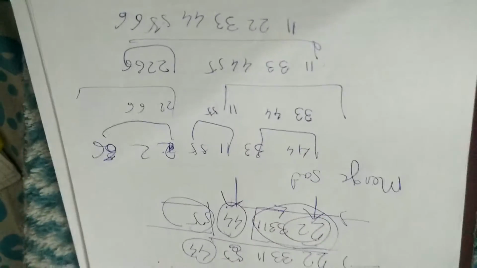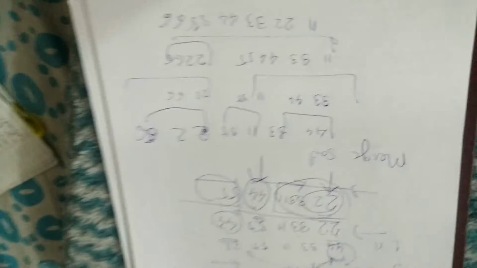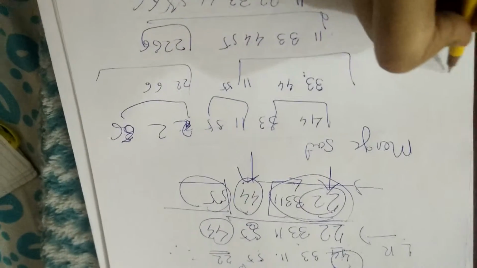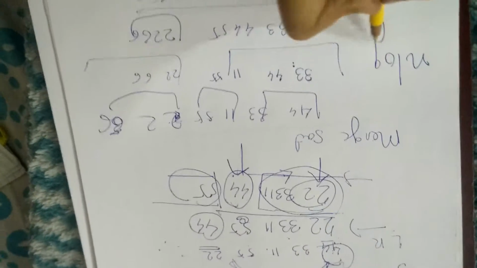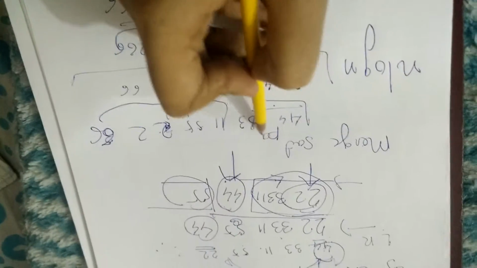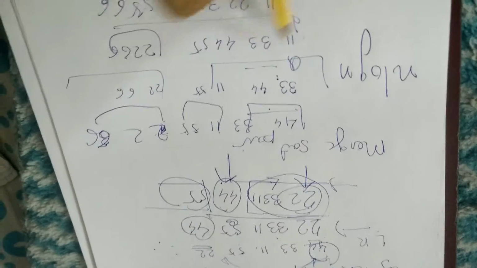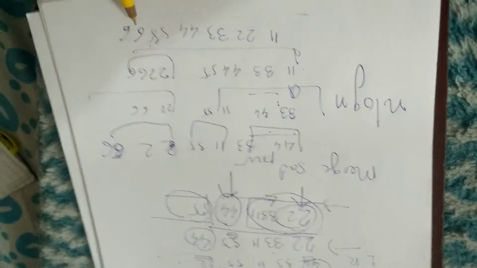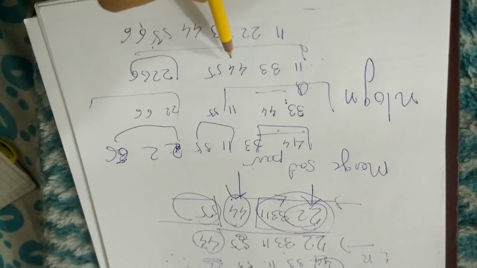The worst case as well as the average case time complexity of merge sort is n log n. And this is the logic of it. First we do the pairs, then quadruples, and then the merging is done. This is the merge sort.